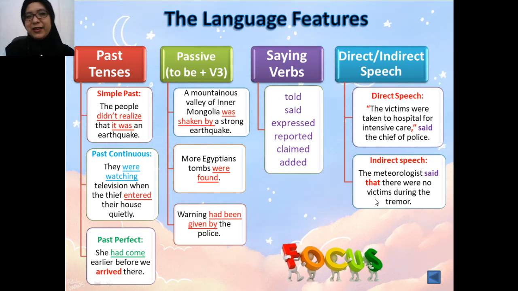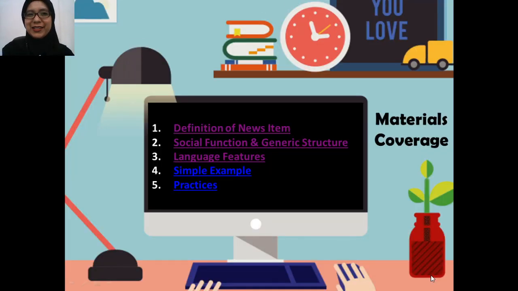Oke, bagaimana? Kita coba diulang ya. What are the language features that you can find in news item text? Number 1, past tense. Number 2, passive verbs. Number 3, saying verbs. And then the last one, direct and indirect speech. Well done. Now you are ready to continue to the next point.